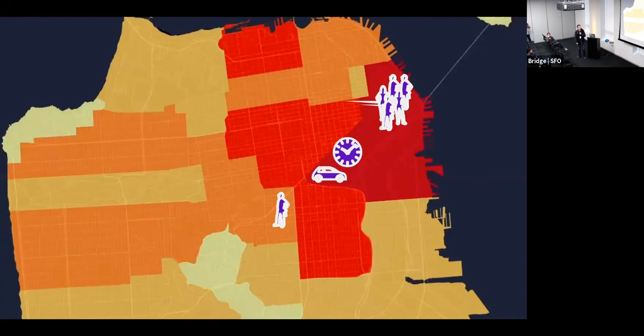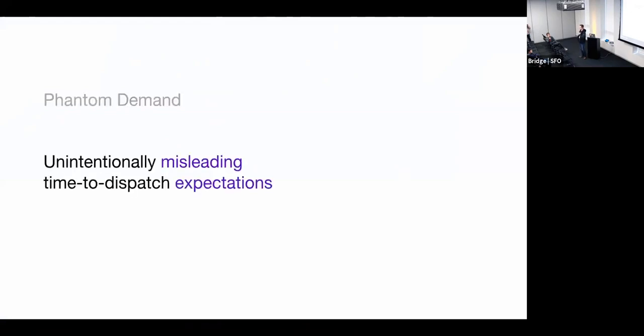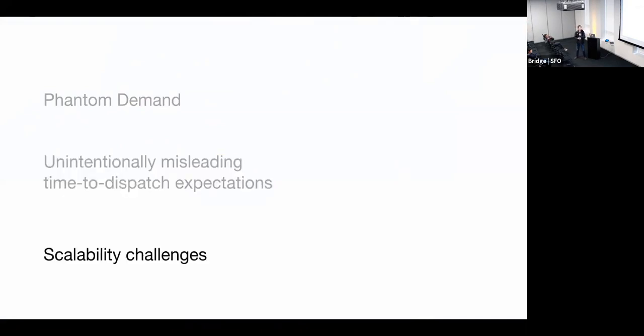So we had a new set of problems that we needed to solve. We had this kind of phantom demand problem where they would go into the geofence. Their location in the geofence might not be near where all the demand is. So we could create some expectations about how long it was going to take for them to get matched with a rider. And then another problem was scalability.